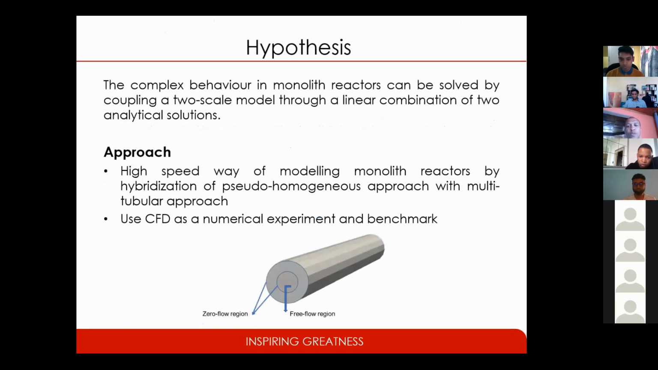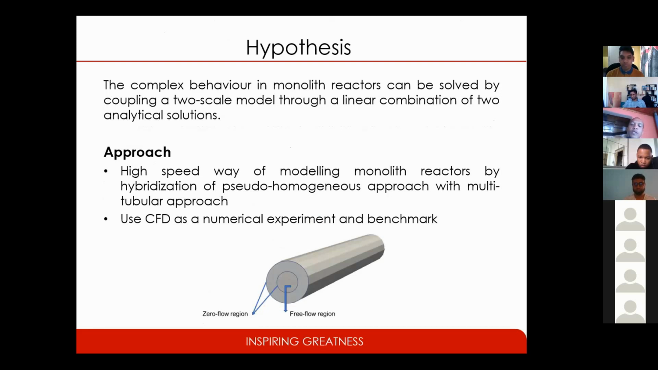Now, when it comes to the hypothesis, the complex behavior that I've spoken about in monolith reactors can be solved by a coupling of a two-scale model. And this is through a linear combination of two analytical solutions. These two analytical solutions will be the analytical solution for the zero flow region and the free flow region.